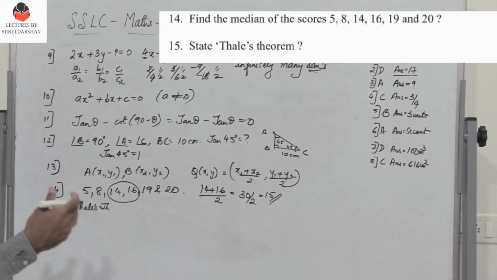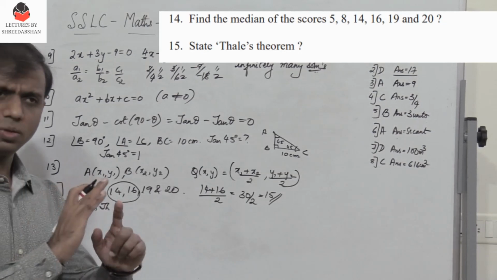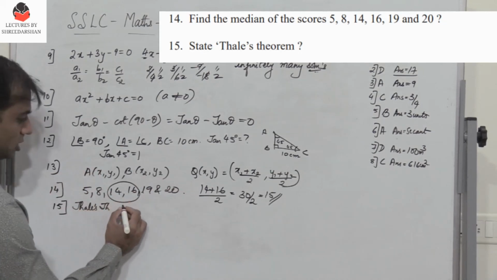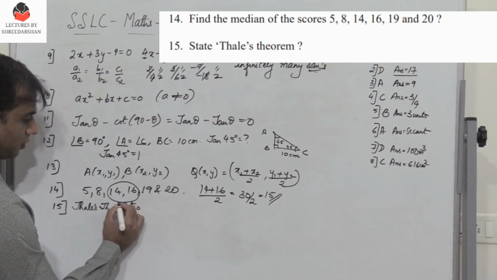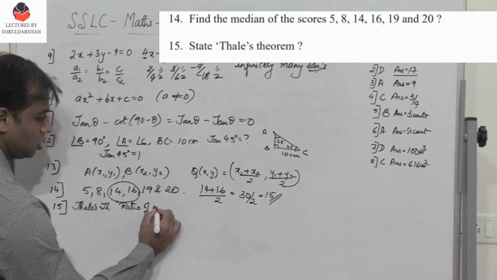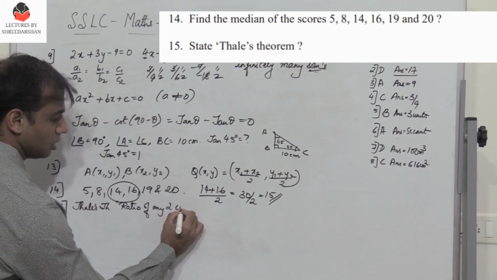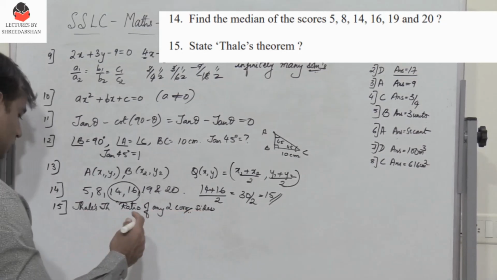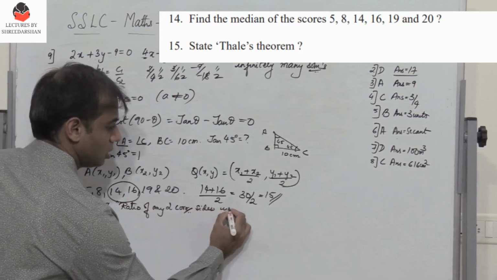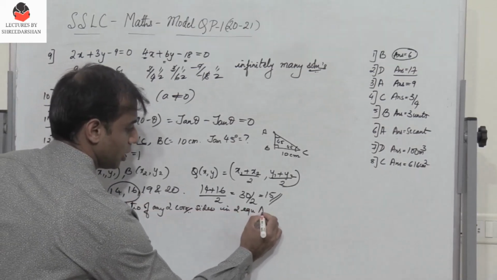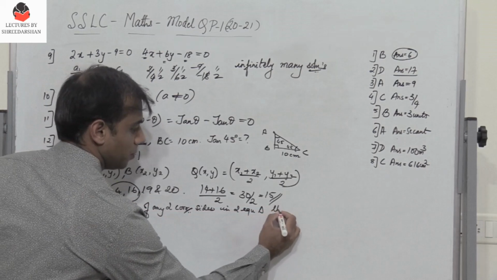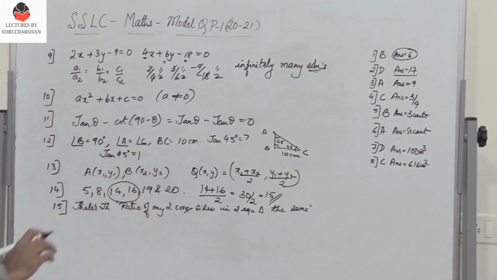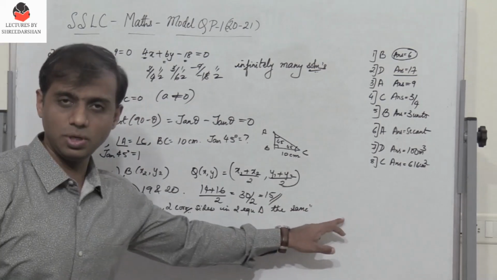State Thales theorem. Thales theorem is also called the basic proportionality theorem. So you just have to write the definition. I'll write it very briefly: the ratio of any two corresponding sides in two equilateral triangles is always the same. Make sure that you write the exact definition. So I've just written the theorem in brief.